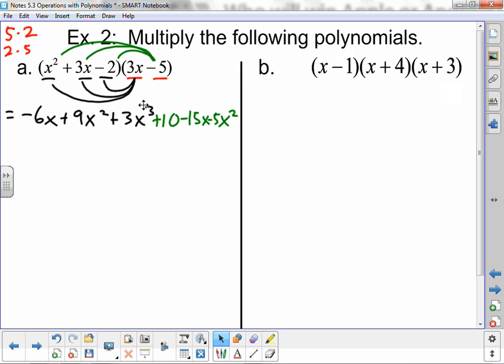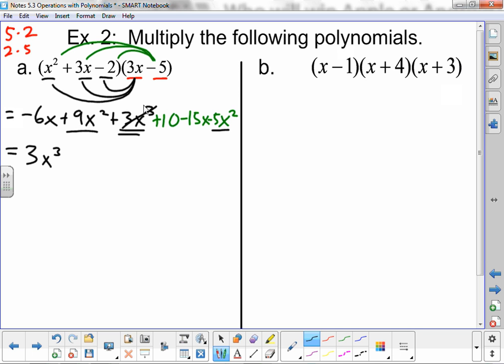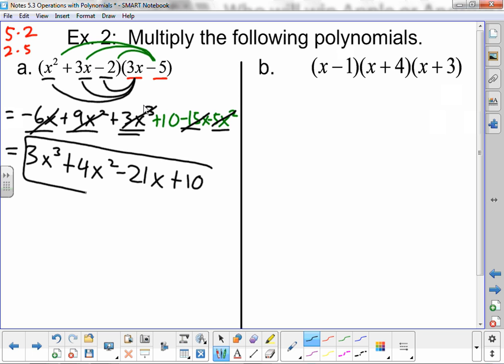Okay. Now what we're going to do is combine like terms. Start with the highest exponent, which is the 3x cubed. There's no other 3x, no other x cubed, so x squared: negative 5x squared plus 9x squared is a positive 4x squared. Negative 15x, negative 6x, which is a negative 21x, and then plus 10. There you go, no more like terms.